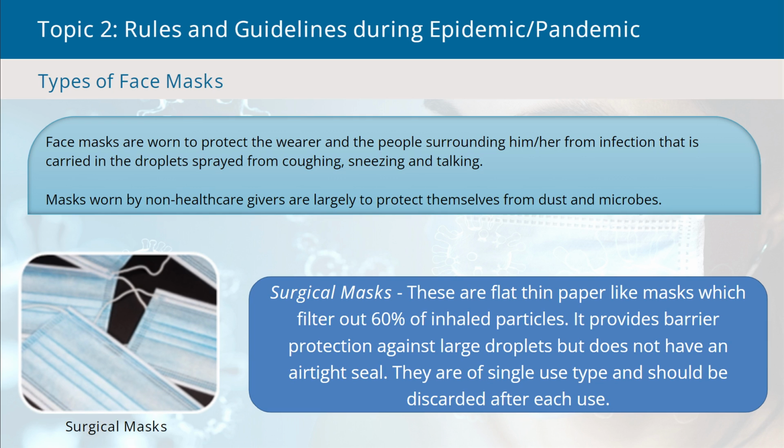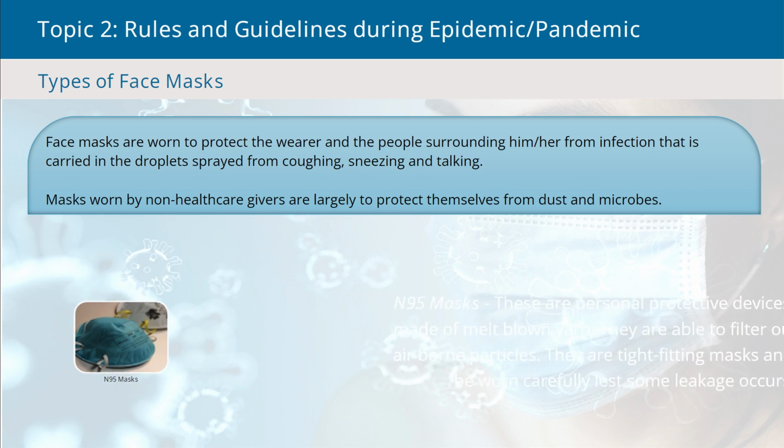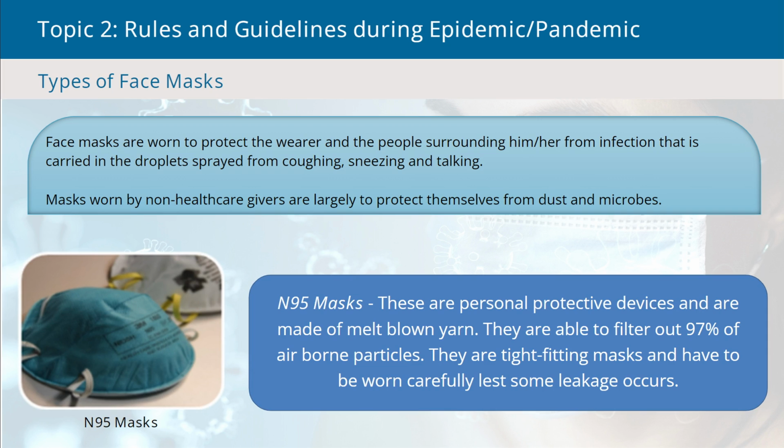Surgical masks. These are flat, thin paper-like masks which filter out 60% of inhaled particles. It provides barrier protection against large droplets but does not have an airtight seal. They are of single-use type and should be discarded after each use. N95 masks. These are personal protective devices and are made of melt-blown yarn. They are able to filter out 97% of airborne particles. They are tight-fitting masks and have to be worn carefully lest some leakage occurs.